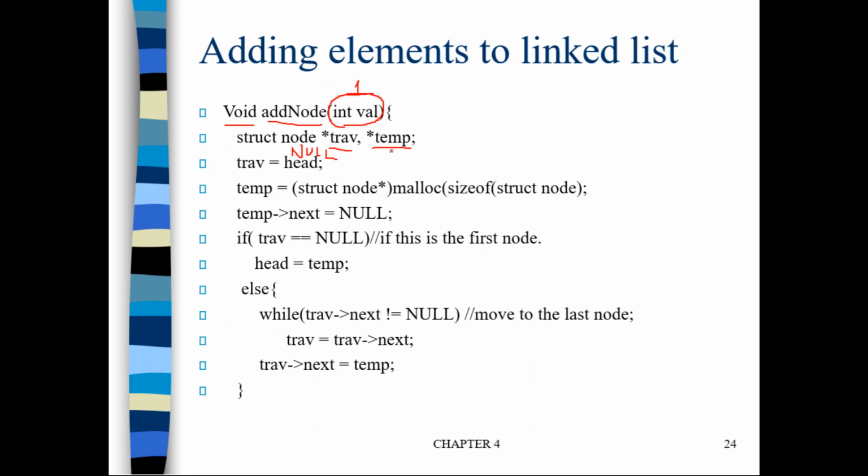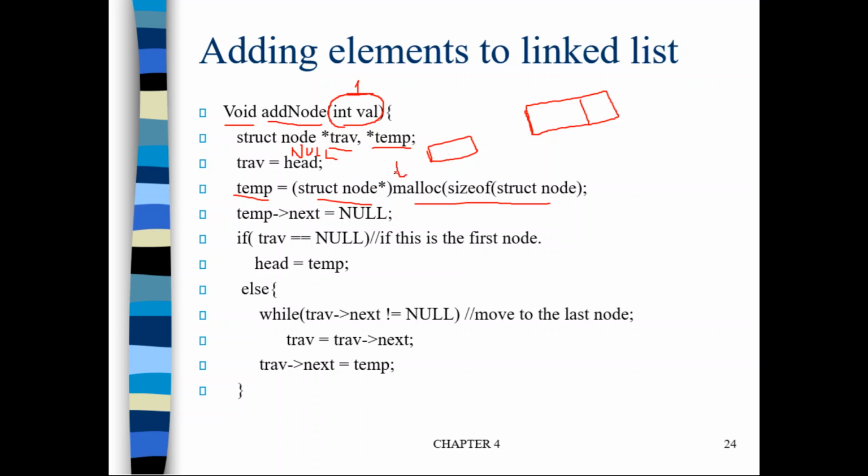Next, temp should point to the new node which we are going to create. So how to create a new node? We are creating it like this: struct node star malloc size of struct node. This will create a new node, and that node will have a data part and also a pointer part, and that node's starting address will be pointed to by temp. So temp is a pointer here.